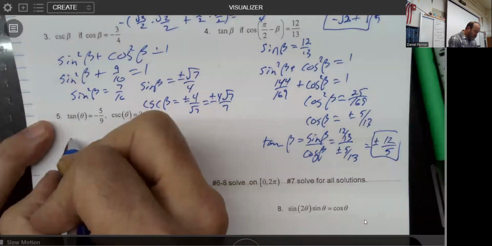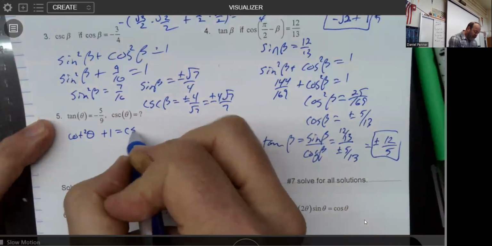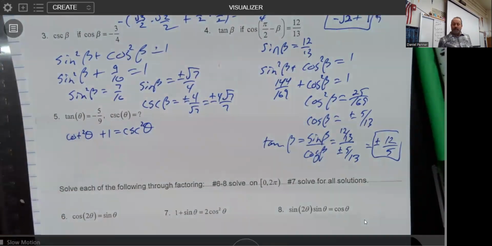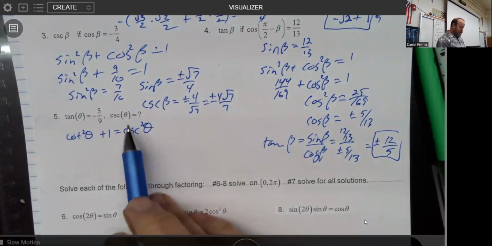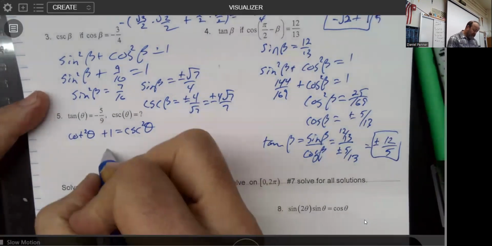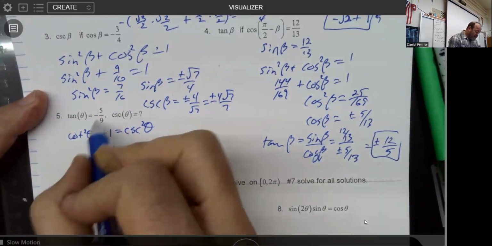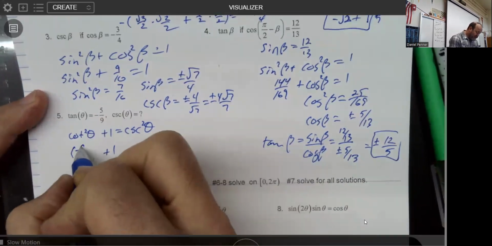So I think this time what I'd like to do is use cotangent squared plus 1 as cosecant squared, because that would be a pretty straightforward one since I'm asking for a cosecant. Now, this is not the only way, so if you did it differently, that's all right. So keep in mind, if I told you that the tangent is -5/9, that makes the cotangent -9/5.